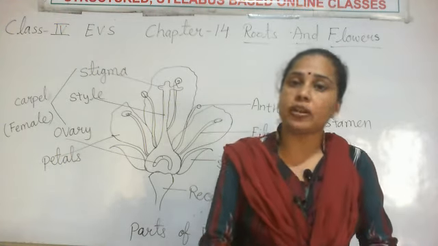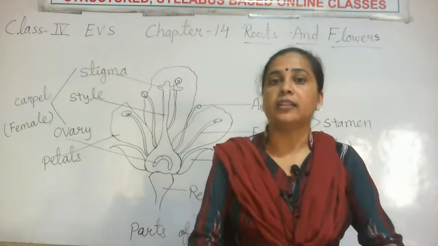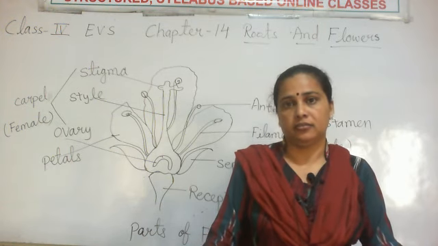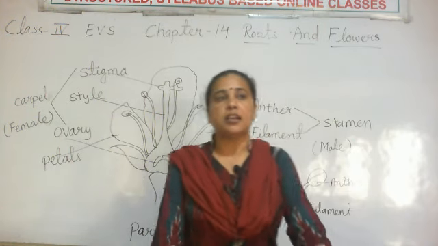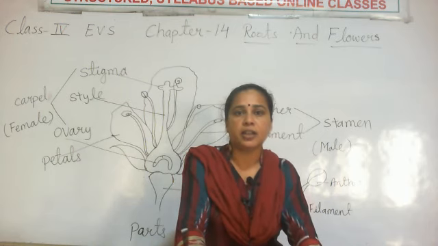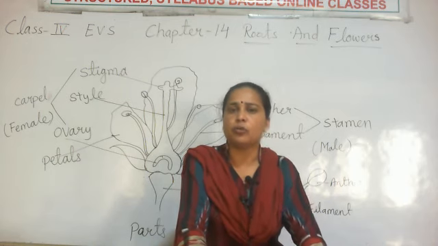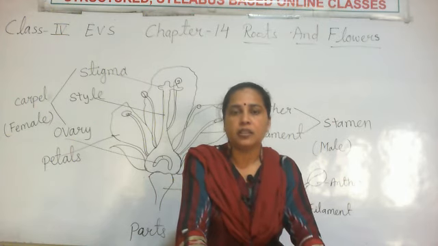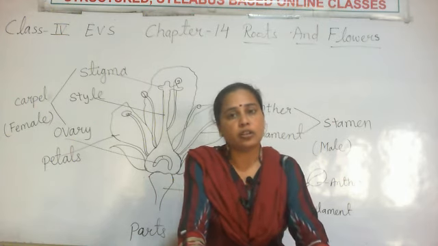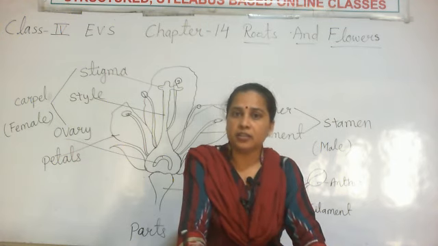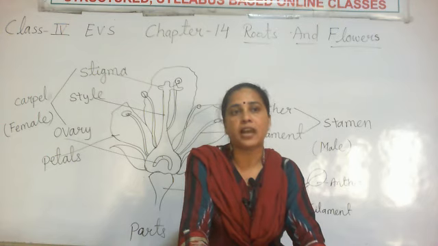The size is also different and the number of flowers is different in the plant. Some plants bear one flower, एक ही फूल लगता है उसमें, and some bear countless, means बहुत सारे फूल लगते हैं उसमें. Clear? Now and their colors are also different.